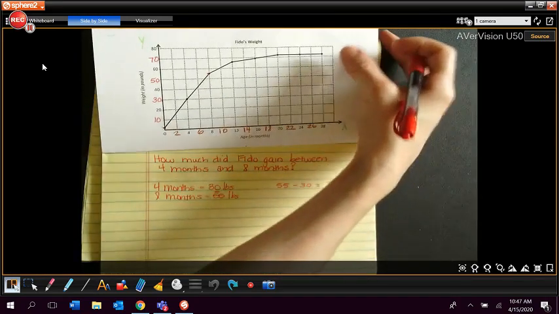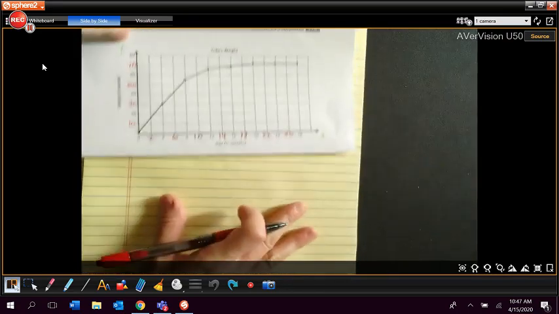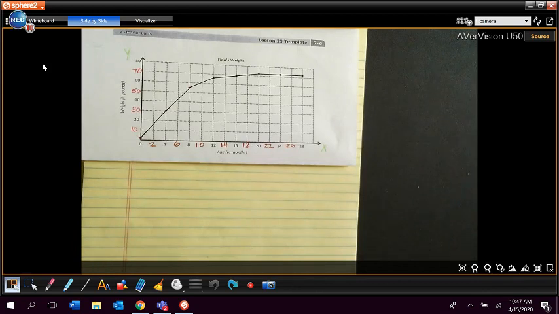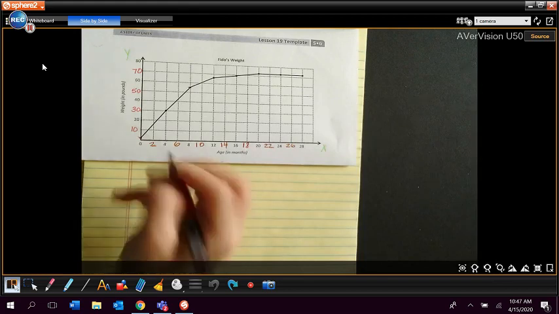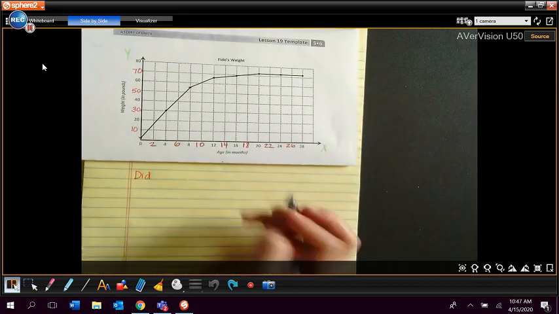Now we're going to move on to another question. Let's see if you're able to answer this one. Again, look at the graph. Make sure you're looking at the graph. Our next question is, did he gain more weight? So again, I'm going to write it so that you can try to solve it on your own.